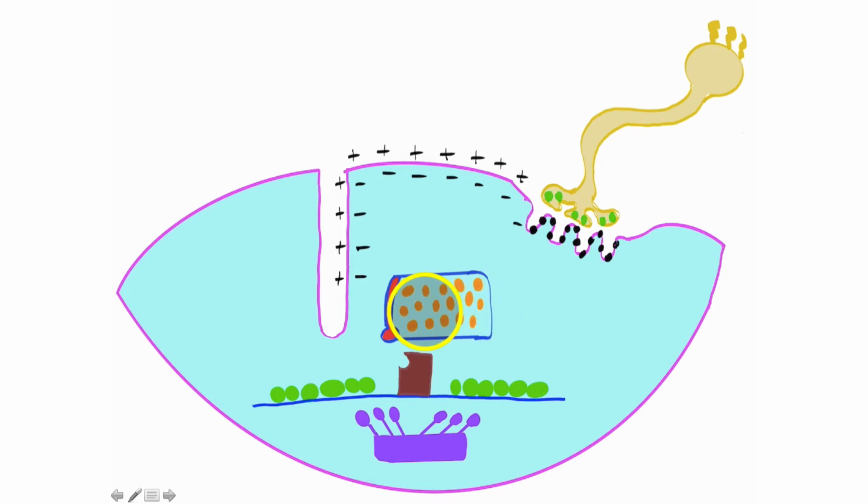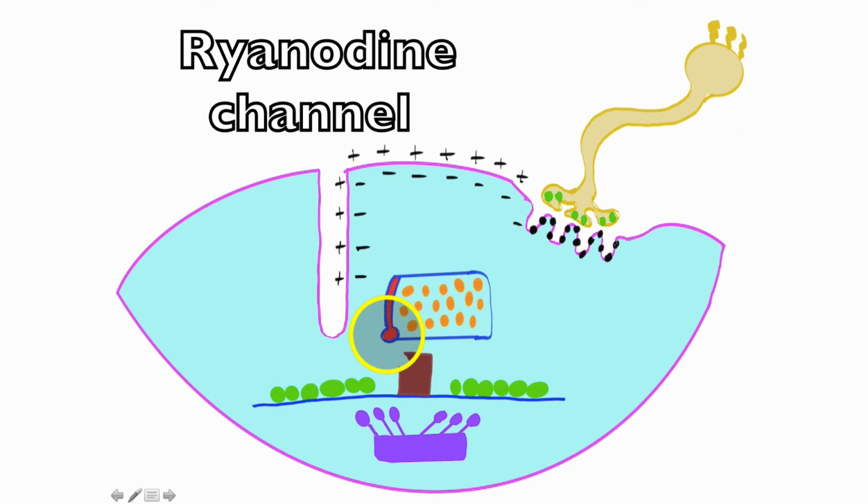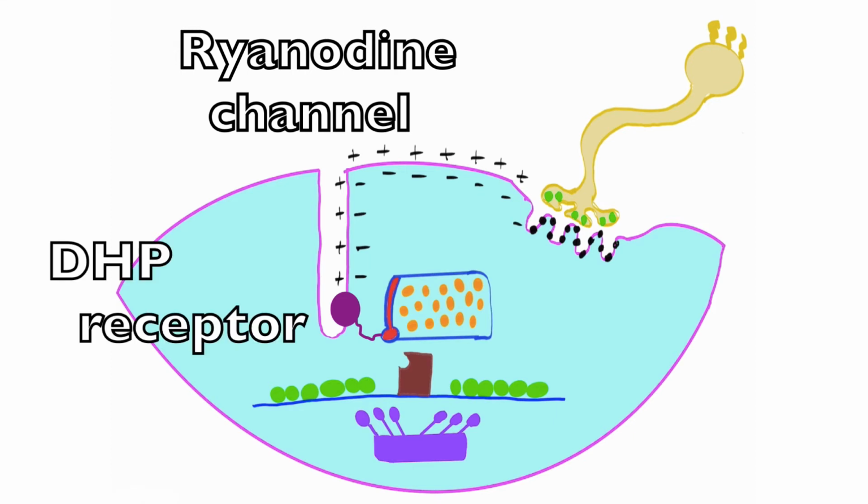Right in the middle here is the sarcoplasmic reticulum, which is the organelle that stores calcium. So all of these orange spheres represent calcium. This is a gate right here, known as the Ryanodine channel. Right here is a protein known as a DHP protein that is physically connected to this Ryanodine channel.